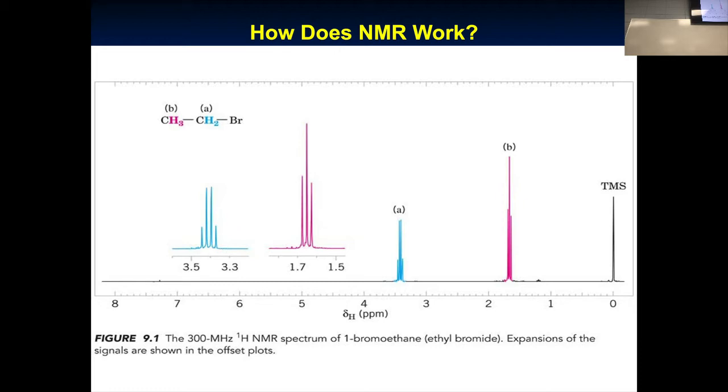So what does this seem to tell you then? A is attached to something that is more electronegative. It has like a partial positive. It does, and so that pushes it to a higher number. This one's only attached to another carbon. It's further this way. So as you go further and further down the scale, you can usually tell what's attached.